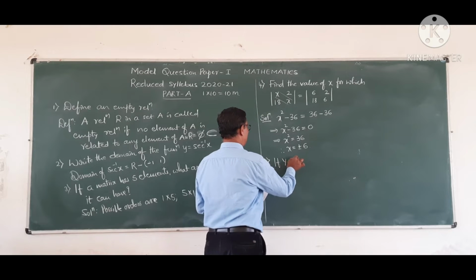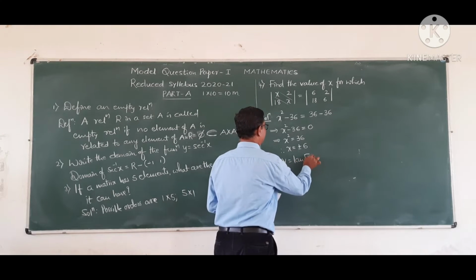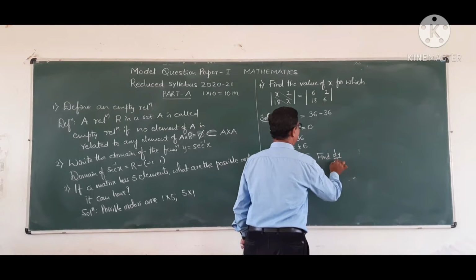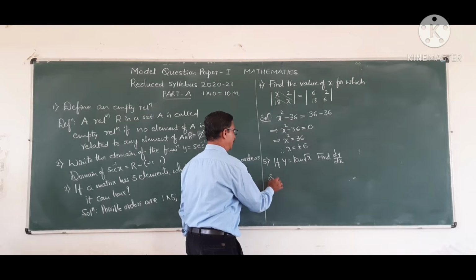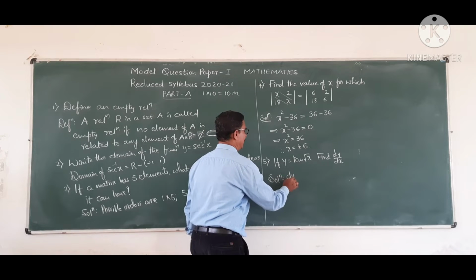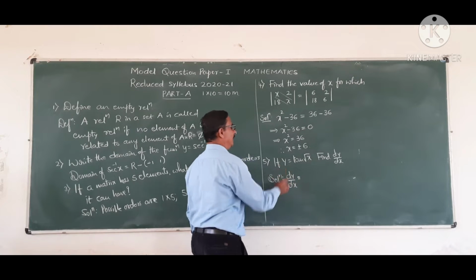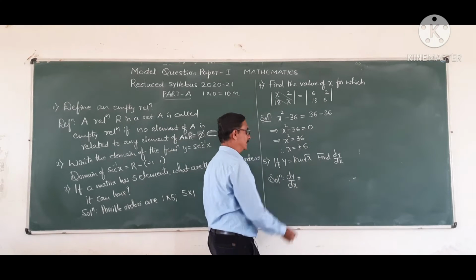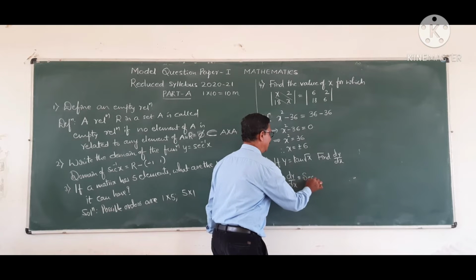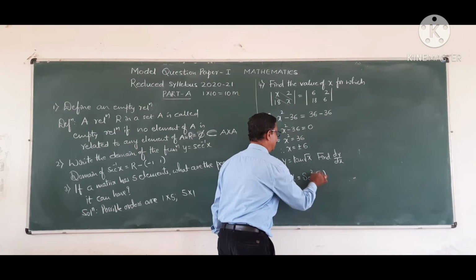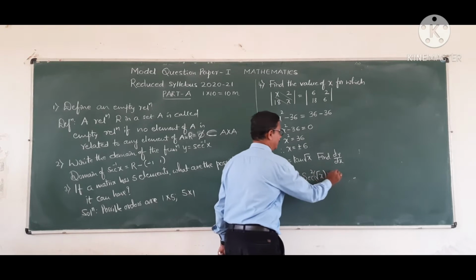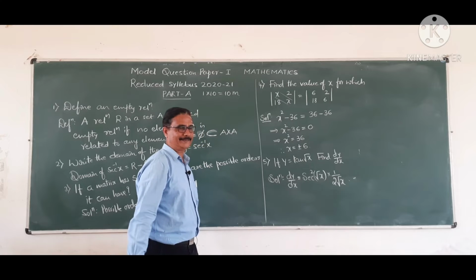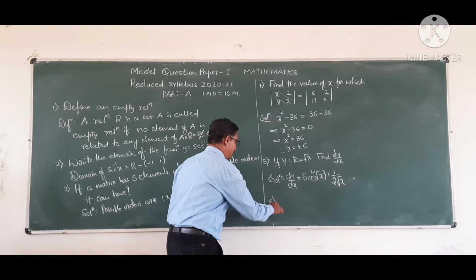You must write both values, plus 6 as well as minus 6. Clear? Whereas the fifth one, if y is equal to tan of root x, find dy by dx. Now differentiate the given data. dy by dx, there are 2 functions: first tan, second root x. You know the derivative of tan is secant square root x, into the derivative of root x, which is 1 divided by 2 root x.